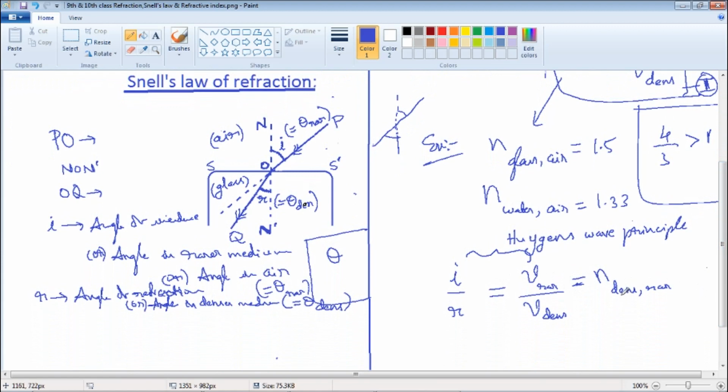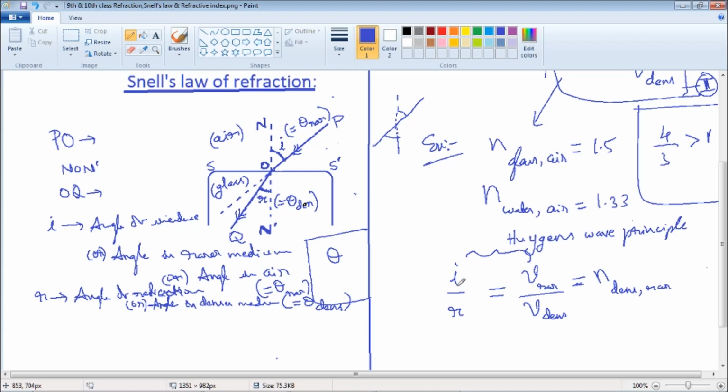So the refractive index of denser with respect to rarer is also equal to the angle in the rarer medium divided by the angle in the denser medium, or angle of incidence in the rarer medium divided by angle of refraction in the denser medium. In simple words, angle in the rarer medium divided by angle in the denser medium. Refractive index is also equal to this ratio, provided I and R, the two angles, have small values, much less than 10 degrees.